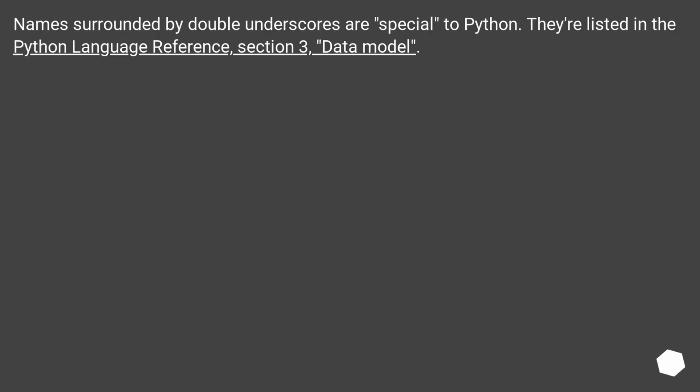Names surrounded by double underscores are special to Python. They're listed in the Python language reference, section 3, data model.